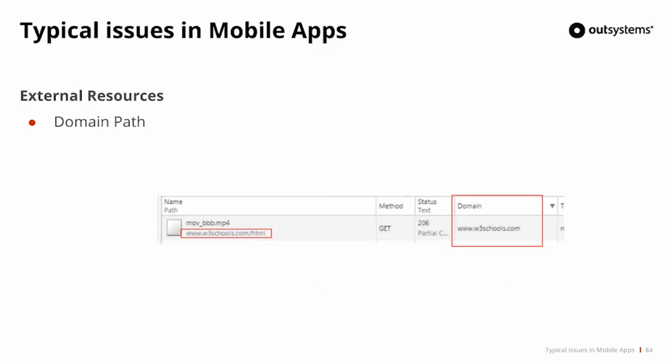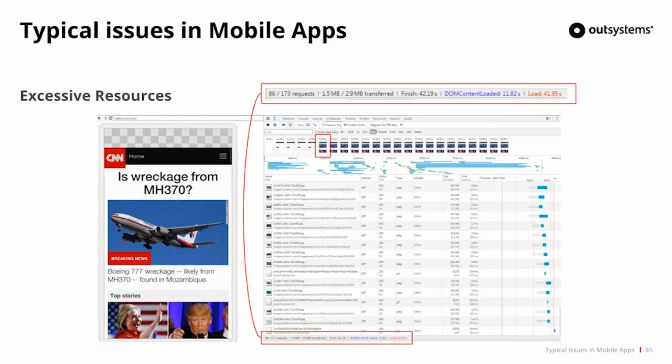So, external resources. We can also see in the columns, we can choose the column of the domain, and we can see where the file is hosted. And this is very important, because sometimes we are depending on external resources. And imagine that if one day the file is not there, you will have an error in your website. And if it is something like a JavaScript, it could be very, very, very bad.